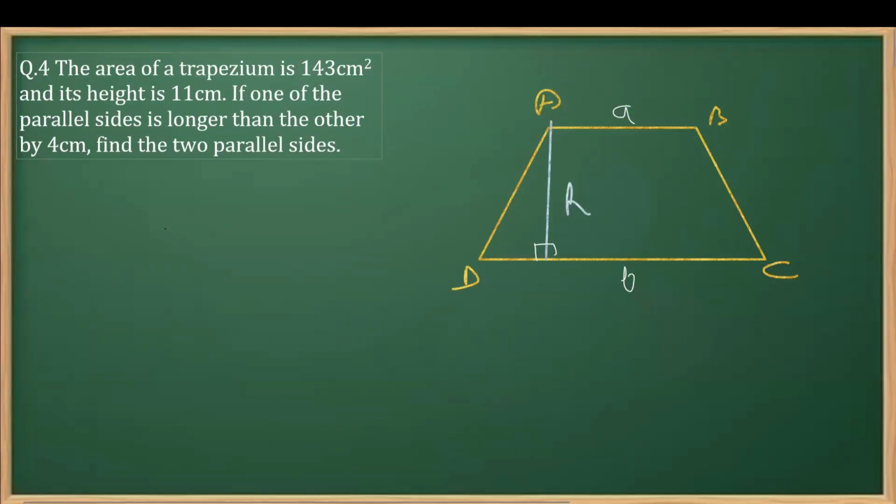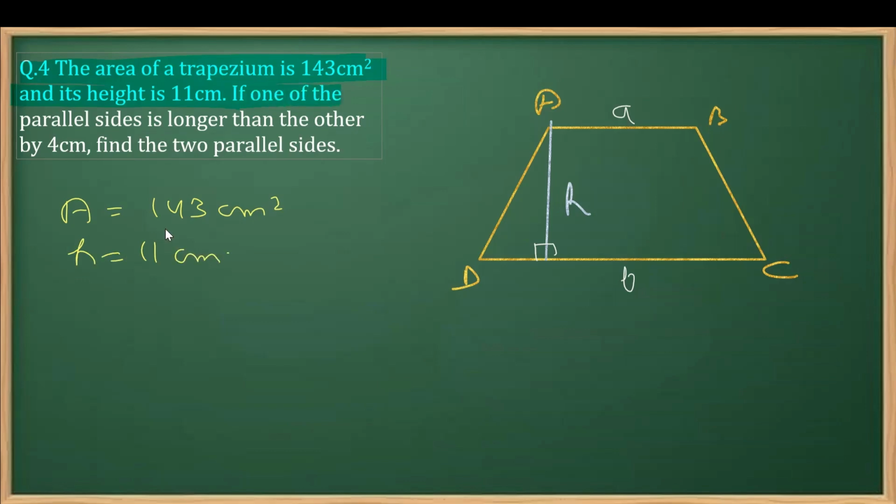Let's move to the next. In the fourth question, the area of a trapezium is given as 143 centimeter square. So we know the area here, and it is 143 centimeter square. Further, it says the altitude, that is height, is 11 centimeters. So we can write h as 11 centimeter.